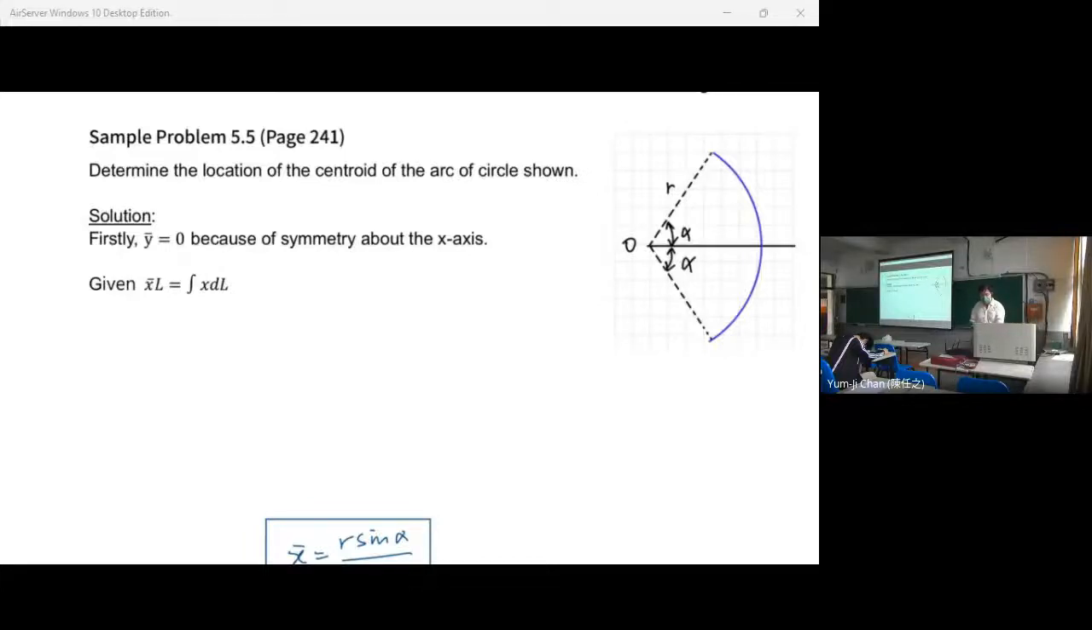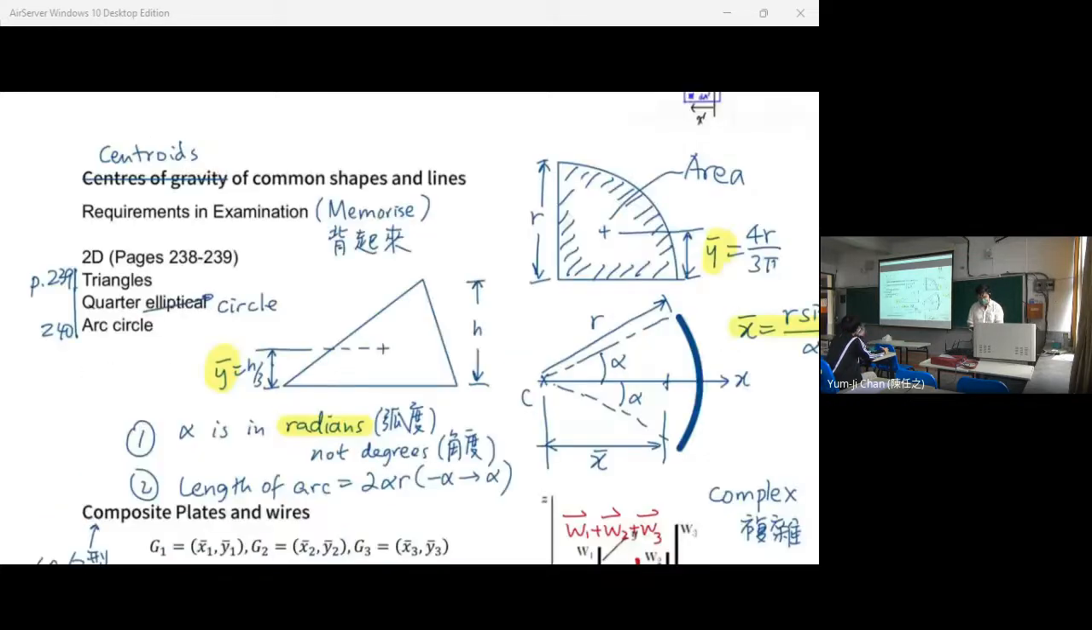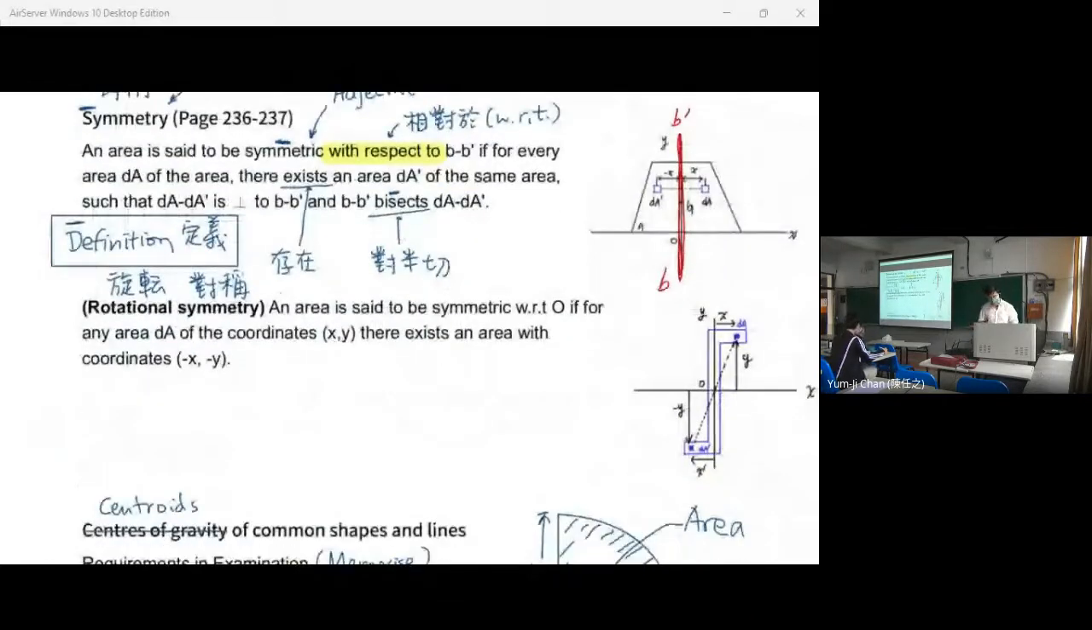Now, before I talk about this example, let me make a short note on symmetry. On symmetry, for this shape we have a line of symmetry B and B prime. And we have made the definition of symmetry, and this is the definition of symmetry.